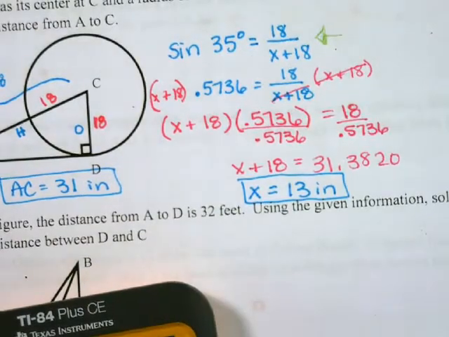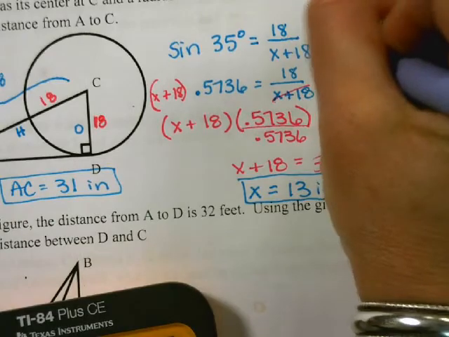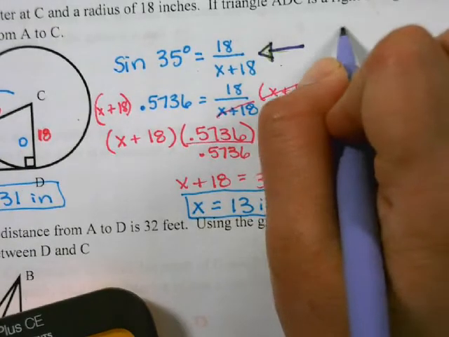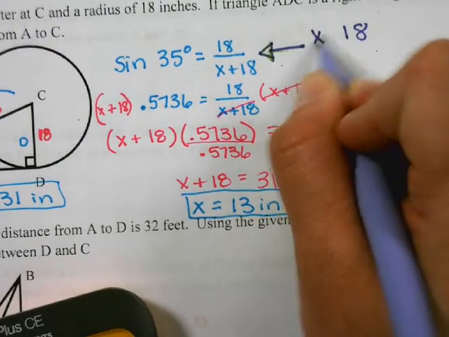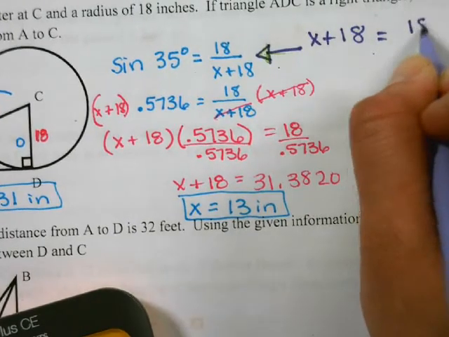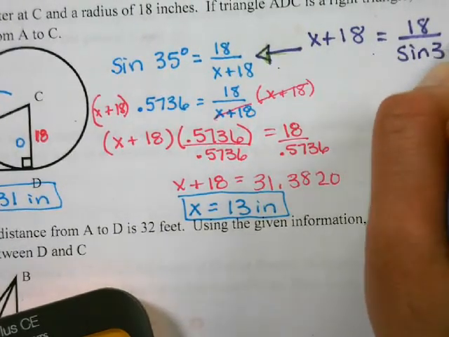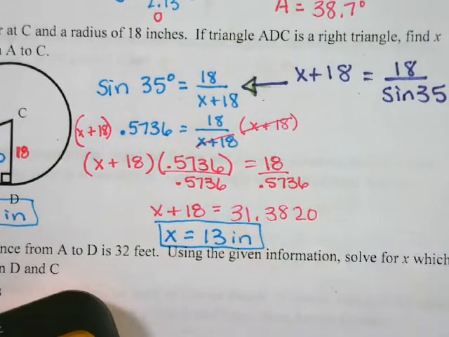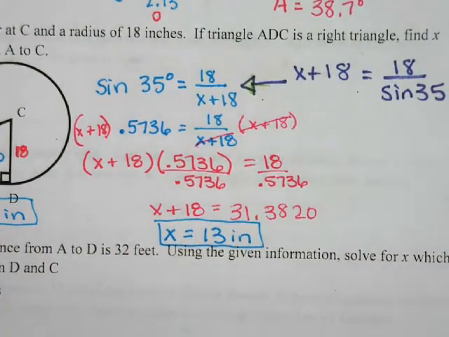If your variable's in your denominator, we could have also, from this point right here, that pen doesn't work. That's the same thing as x plus 18 equals 18 divided by the sine of 35. Okay? That only works if your variable's in the denominator, though. Think about that as like a trick. Okay. Questions? Ready for the last one?